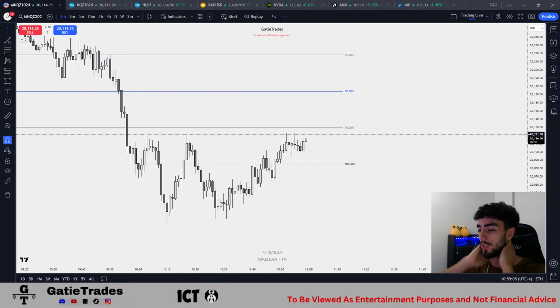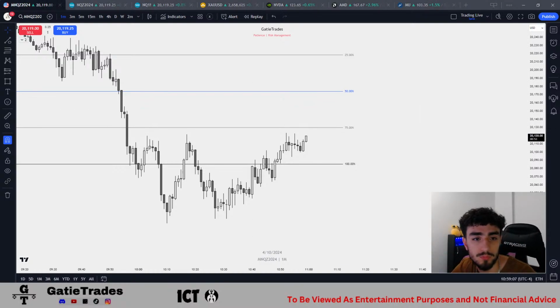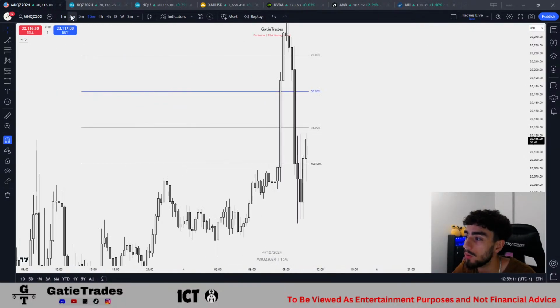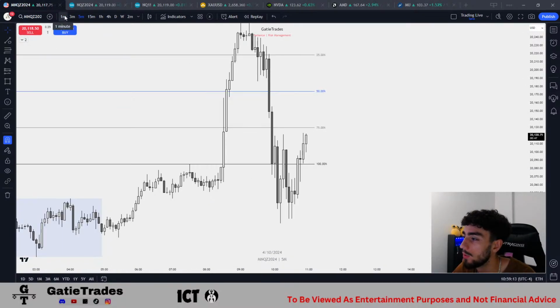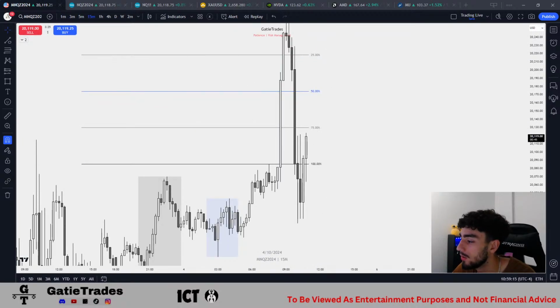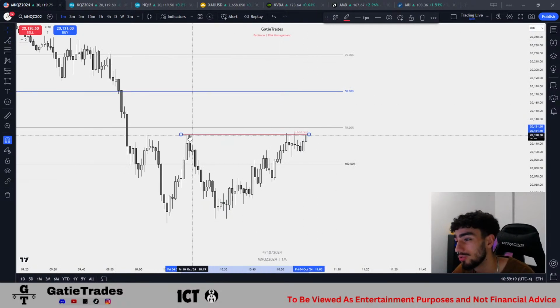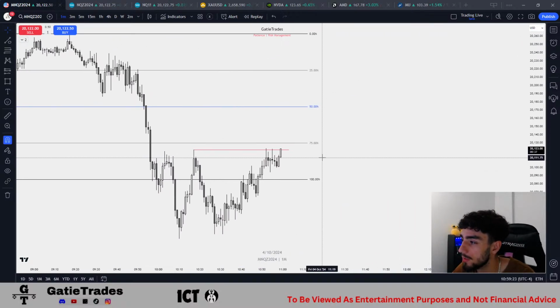So we graded this wick. Yeah, short right now wouldn't really make sense in my opinion. The fact that we came back all the way up here, I mean, we took out the 15-minute buy side. I guess if you were bearish, you could make an argument.